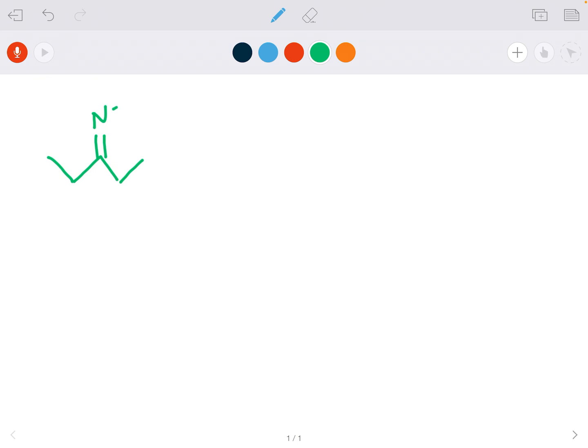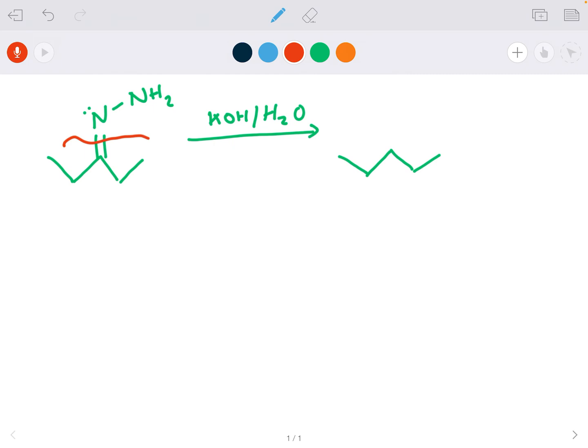it's a carbon with a double bond to a nitrogen, and then that nitrogen is bonded to a primary amine. So the hydrazone will react with KOH and water to give, in this case, pentane. So this whole group is removed. So here's the mechanism for that reaction.